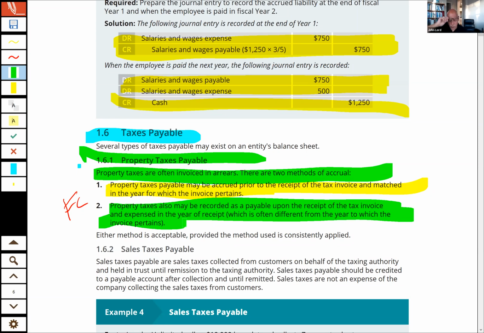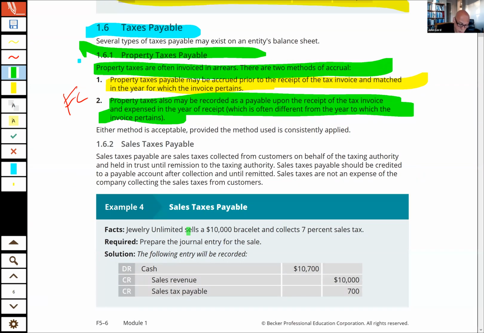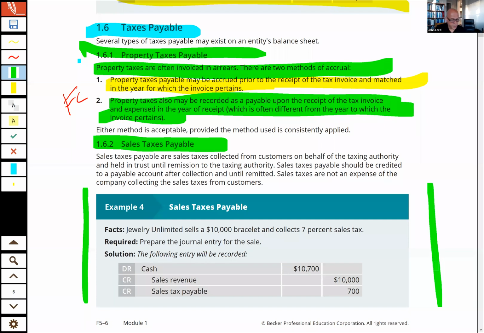Okay. So you'd have to read the question to see what they're saying to you in terms of how they book their property taxes. Okay. Sales taxes payable. Okay. So what happens here? If you're collecting taxes on behalf of the state, usually the state is the one that you're collecting those taxes for, you're a store.